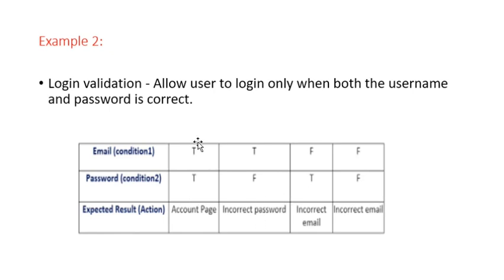In the first column, if condition 1 is true and condition 2 is also true, the user is allowed to enter the account page. Coming to the second column, email ID is true and if the password is wrong, it is an incorrect password. Coming to the third column, if email ID is false and the password is correct, it is an incorrect email. If both are false, it is an incorrect email. So this type of creating test cases with different combinations of inputs is called decision table technique.